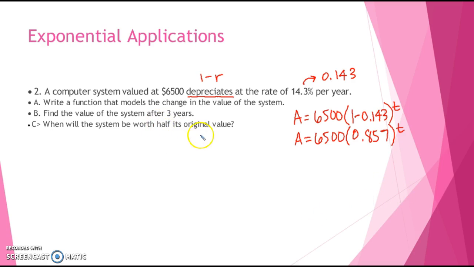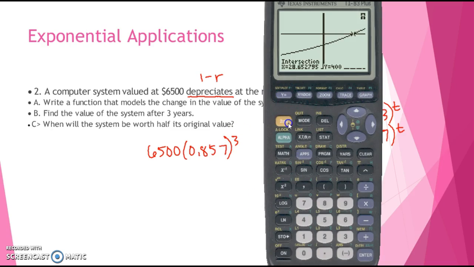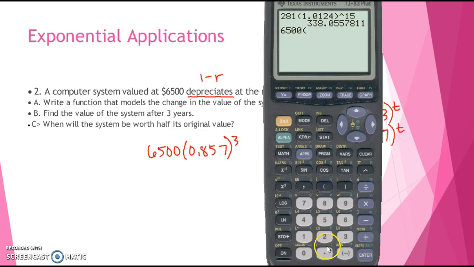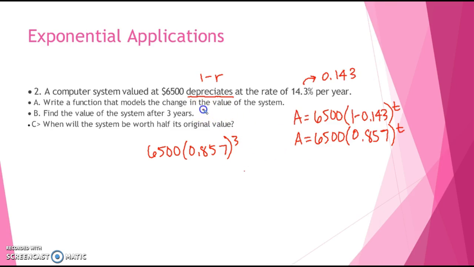Okay, and then I want to find the value after 3 years. So I'm just going to plug in 3 years to my time. So I would do 6,500 times 0.857 to the third, which I can go to my calculator, back to my home screen, and type it in just like I see it. So we get $4,091.25.